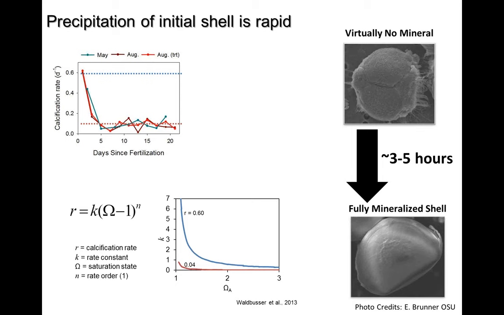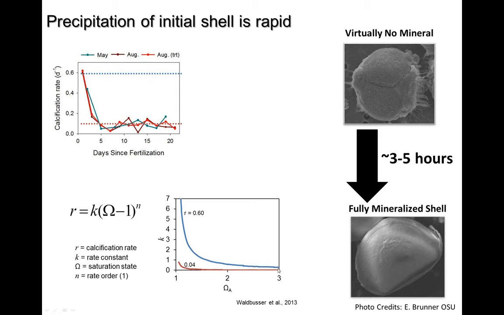And so what we've done is basically look at a standard kinetic equation. This equation here is simply describing the rate of calcium carbonate precipitation as a function of a rate constant. And that's a function also of the saturation state and a rate order. And we're going to assume for now, to keep the math easy, that the rate order is 1. And so essentially what I've done is take these calcification rates for 0.6 and where we're down at this lower calcification rate, about 0.04, and calculate what the rate constant would need to be to support that calcification rate as a function of saturation state.